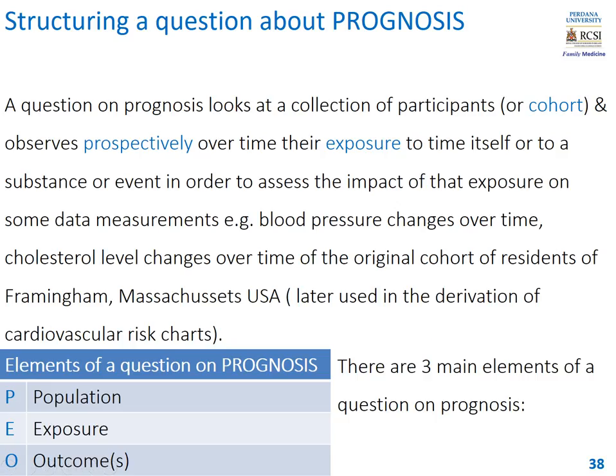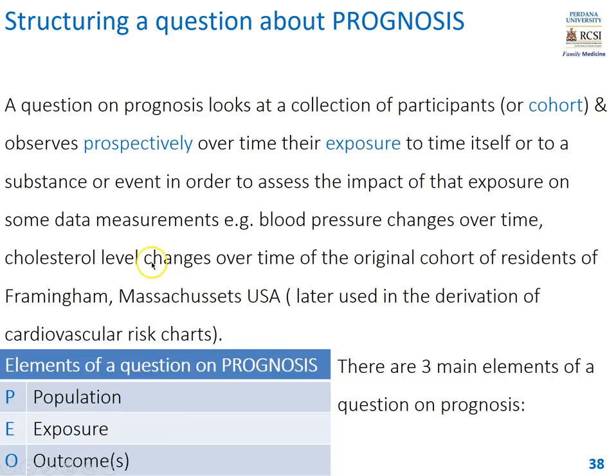A question about prognosis is different again, in that you are looking at a group or cohort of patients or participants and following them over a period of time. They have an exposure to something. For example, it could be asbestos, and then looking at them over 10, 20, 30 years to see if there's a development of mesothelioma, for example.